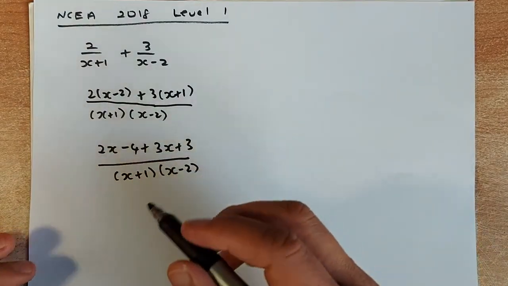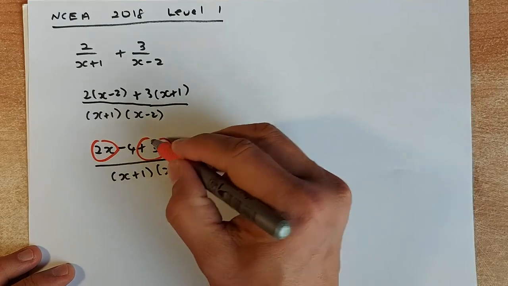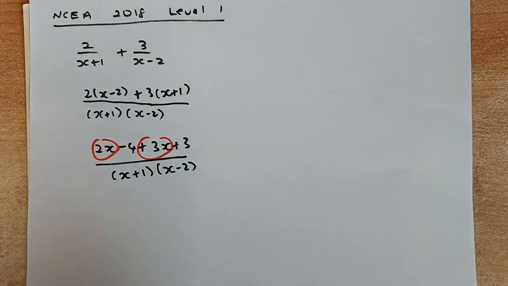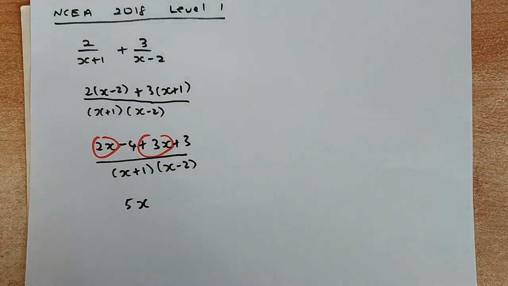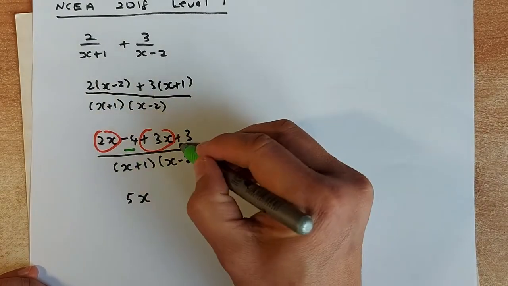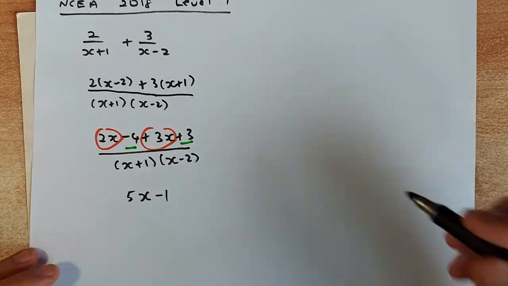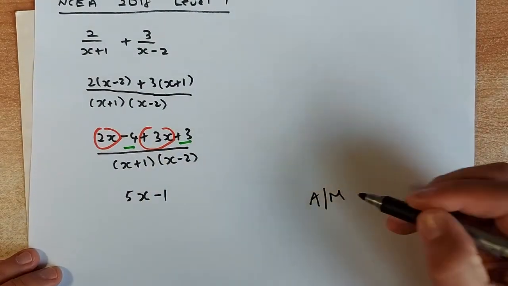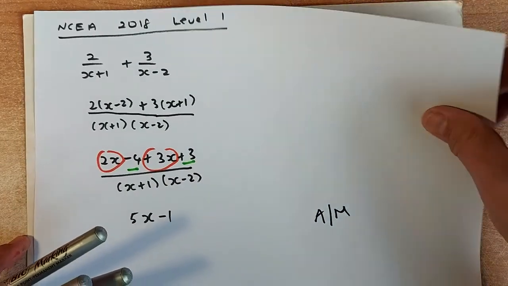Okay. Now the next thing is the like terms. Look for the like terms. So 2x plus 3x, you're going to get 5x. And then minus 4 plus 3 gives you minus 1. Again, this could be an achieve or a merit in NCA level 1. Okay, we are going to do the next part.